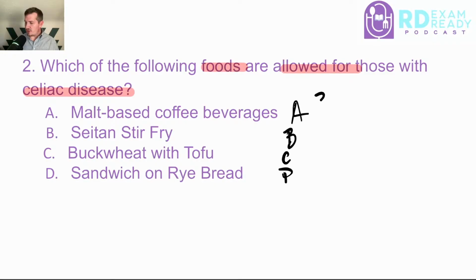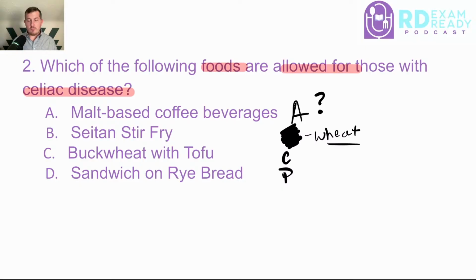Maybe I can put a little question mark by that for right now. B, seitan stir fry. Now, the stir fry is not a problem, but the seitan would be because seitan is wheat based. Okay. So I know that seitan contains wheat, so that would mean it would not be recommended for celiac disease. I'm going to rule B out because of that.